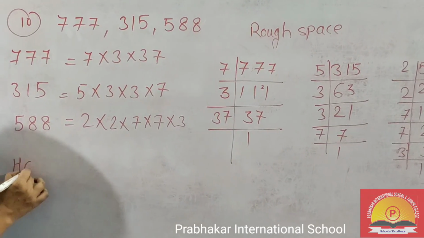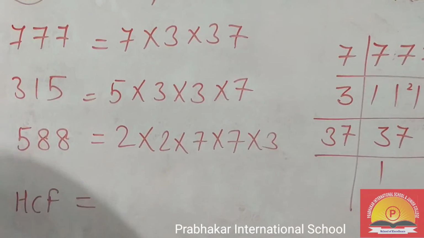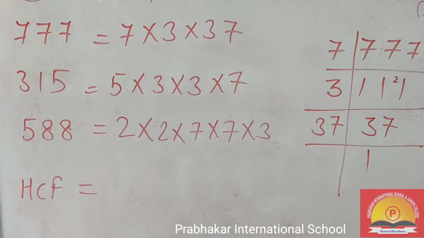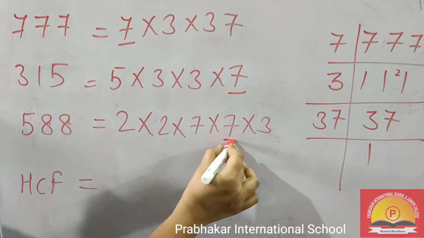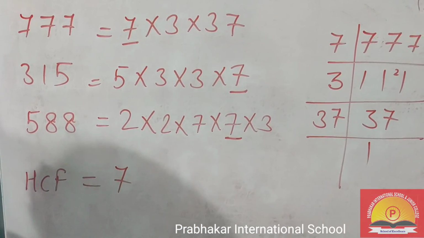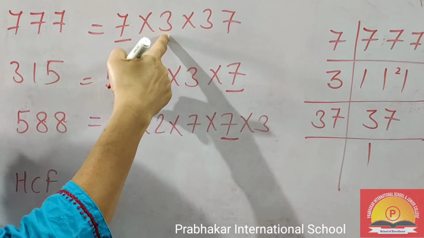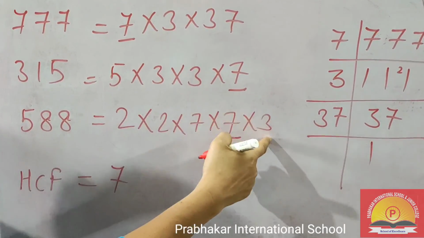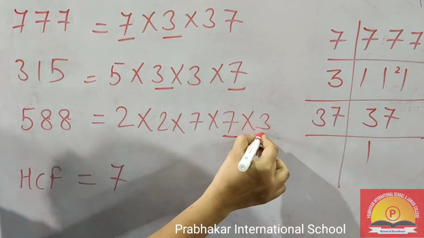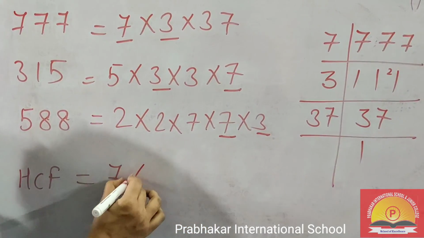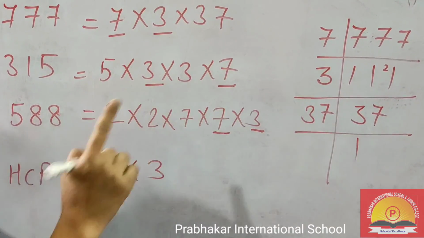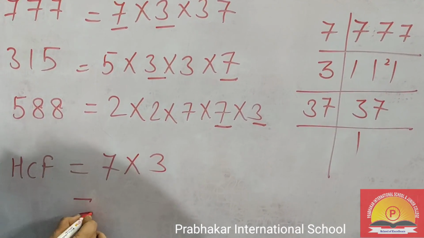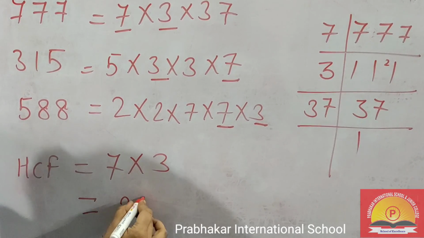So HCF of all these numbers equals, find out the common number. You can see here 7, 7 and here also 7. So write here ones. Then for 3, 3, 3 and 3, it means 3 is common in all three prime factors. So write here 3. Now 37. Nothing is common. So HCF of these numbers is 21.